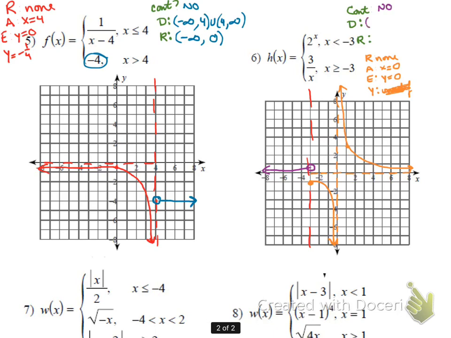The domain is actually only restricted in this case by the vertical asymptote. And the reason is because even though it's not defined for 2 to the x at negative 3, it is defined for 3 over x at negative 3. So that's going to be negative infinity to our vertical asymptote, which was 0, union 0 to infinity.